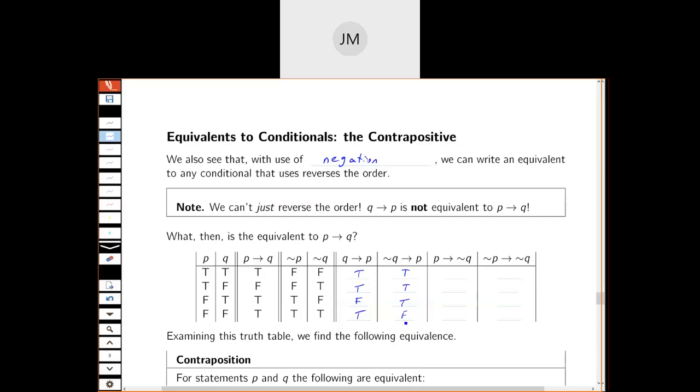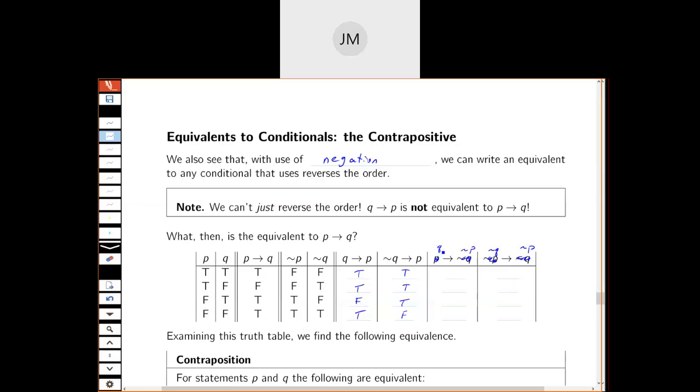Okay, I think that these are backwards. I always want to start with a Q. So we'll do if Q, then not P, and then finally, if not Q, then not P. Okay, a couple of typos. All right, so let's fill out the truth values for this one.